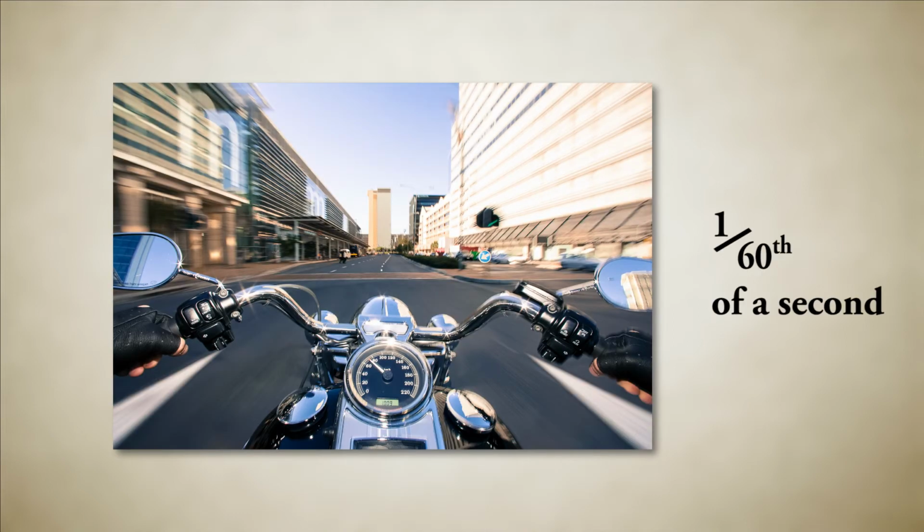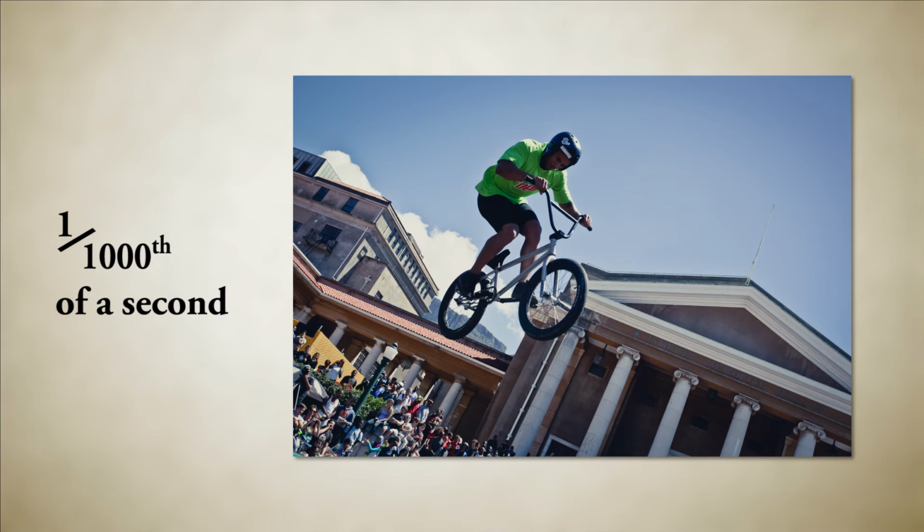Secondly, we're going to look at some examples where shutter speed comes into play. Here we've got a motorbike moving at high speed. I've used a slow shutter speed of 1/60th of a second to blur the motion and create the impression of movement. The second example is a BMX rider jumping. I've managed to freeze the motion here using a fast shutter speed of 1/1000th of a second.